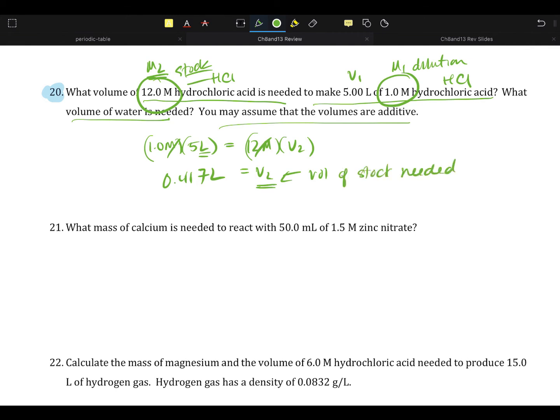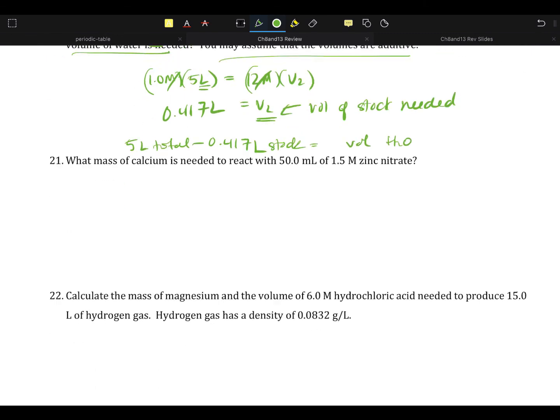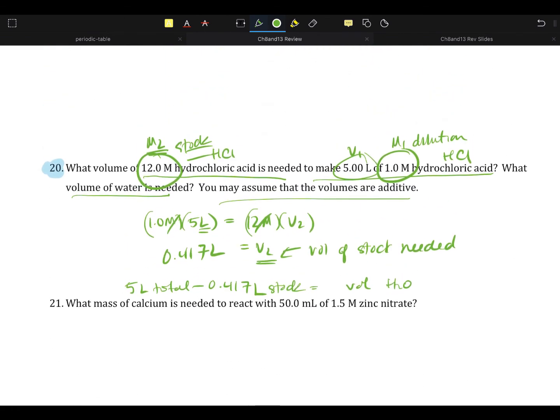And again, how much are we making total? I'm trying to make 5 liters, so 5 liters total minus my 4 point this many liters of stock is going to give me the volume of water. Yes, approximate volume of water, because again, if we were to make it for real, there's no guarantee it would come out to that exact number. Yes, does that make sense? All right. Let's see if there's another one.